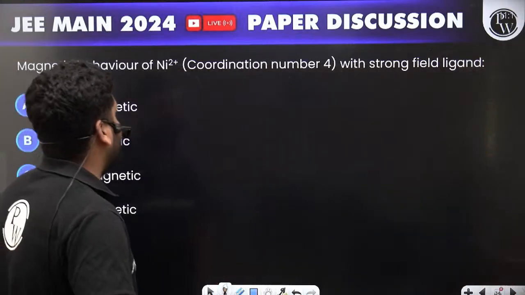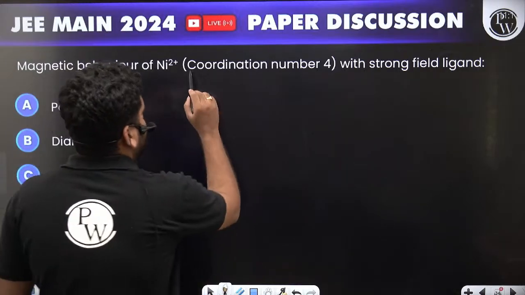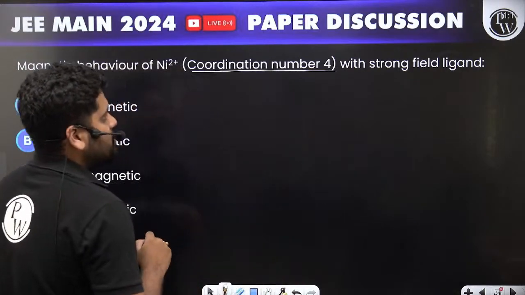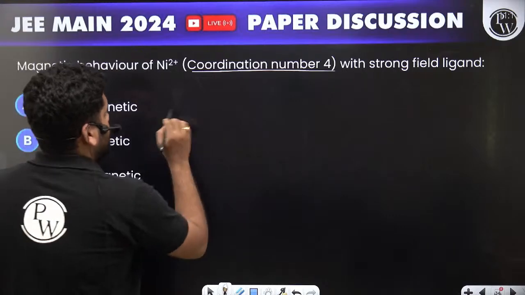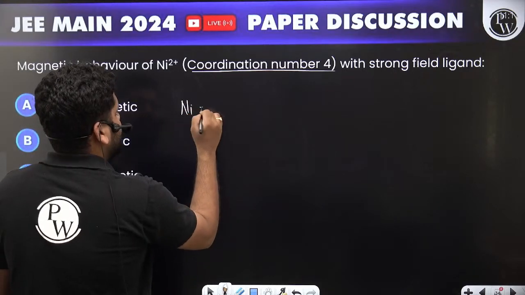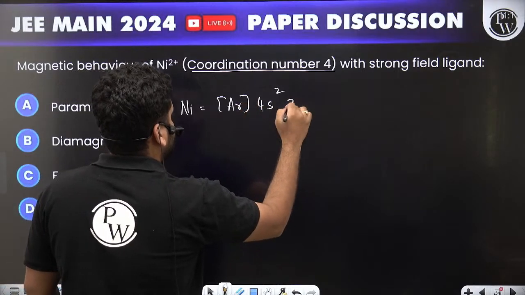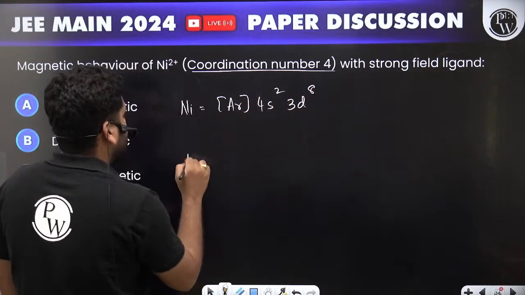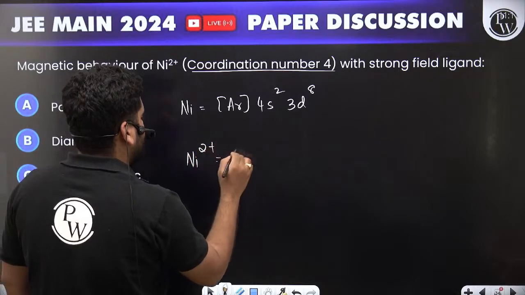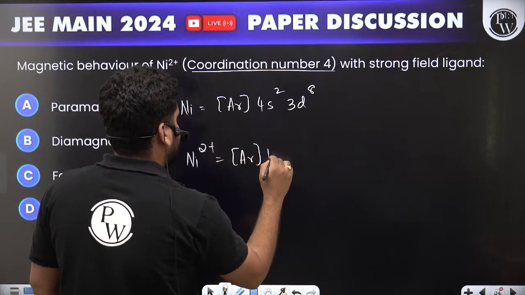Magnetic behavior of Ni2+ with coordination number 4 with a strong field ligand. Okay. Now what is the electronic configuration of nickel? Nickel is argon 4s2 3d8. Ni2+ is argon 4s0 3d8.